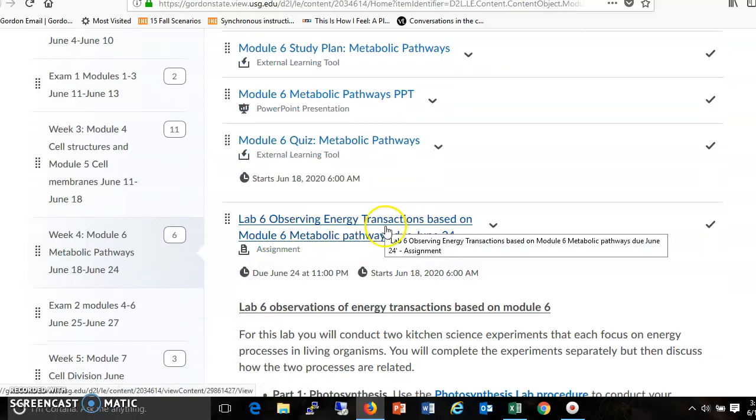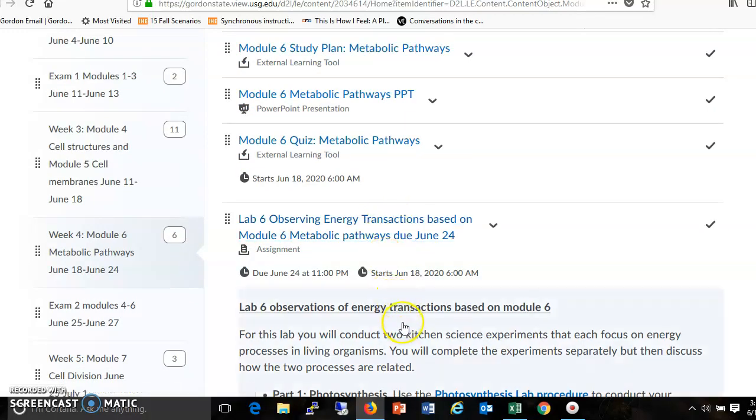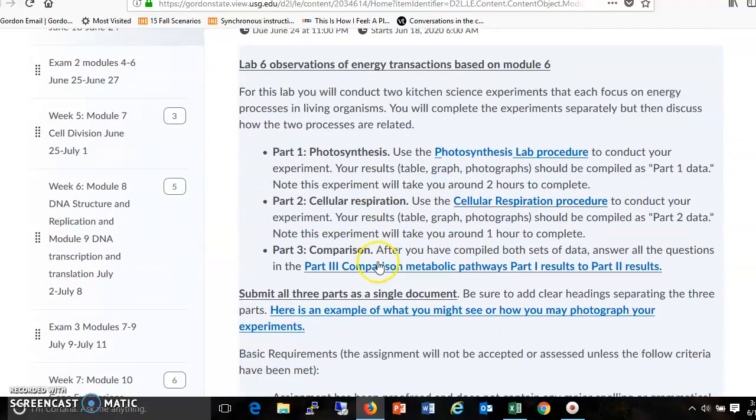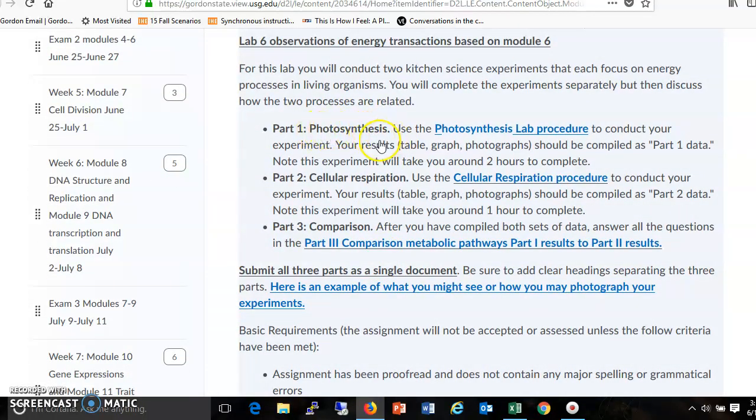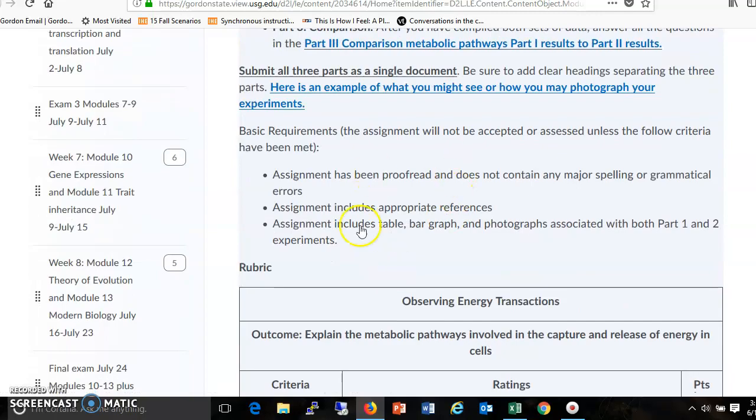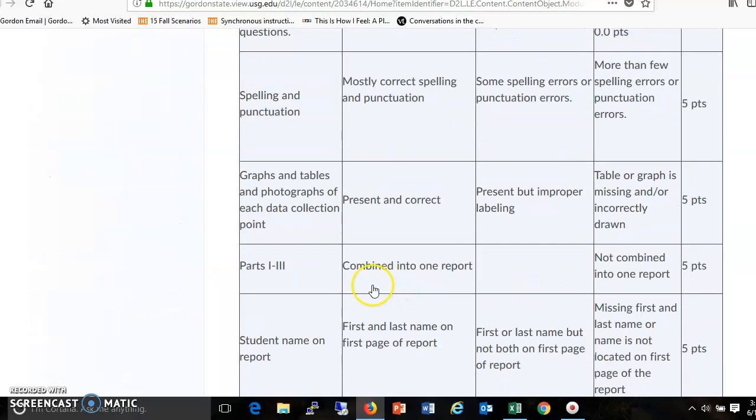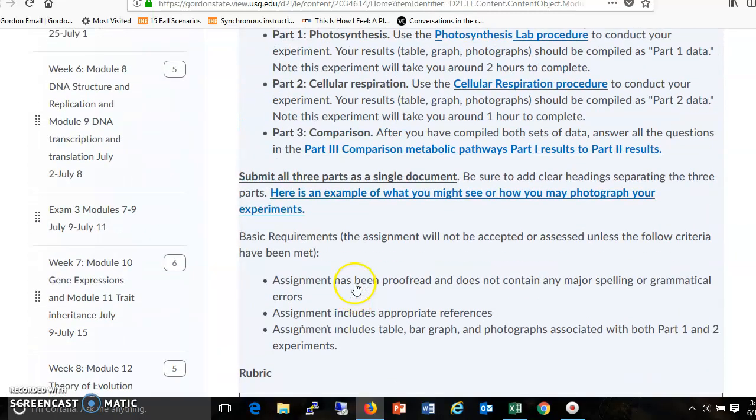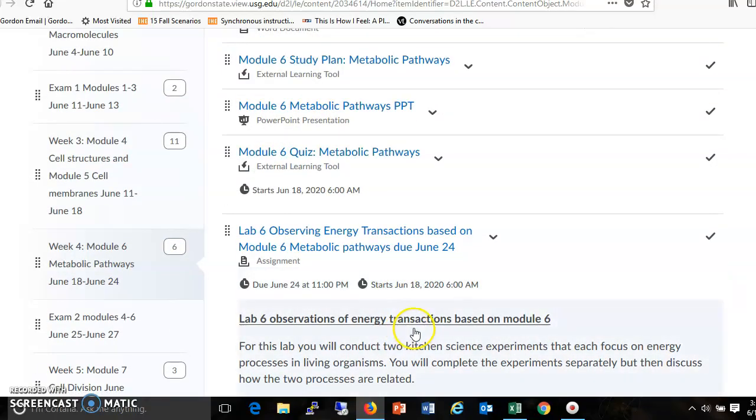Lab 6 is going to take some time and is kind of complicated. There's 3 parts to it, where you're doing an experiment using photosynthesis, then you do an experiment using cell respiration, and then you're going to compare the 2 metabolic processes. That is all one lab, and there's a great example here about how you're going to take photographs and how you're going to make a table and just how you're going to write it up. And then here, of course, is the grading rubric. So that is going to take a little time. It's a little bit more complicated.